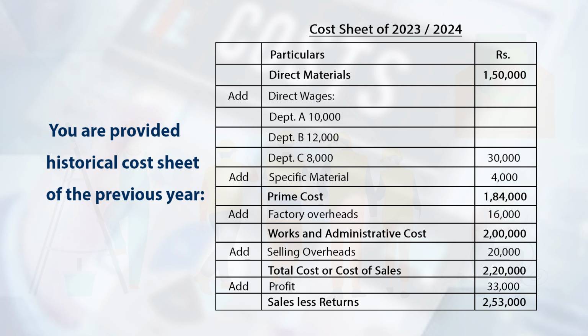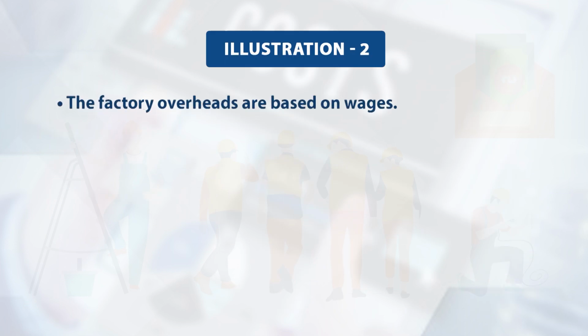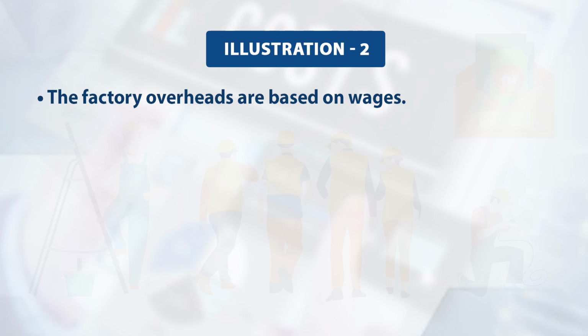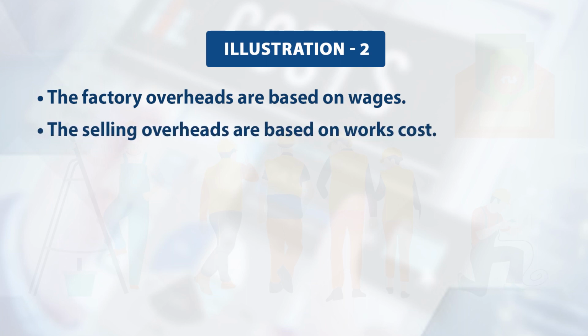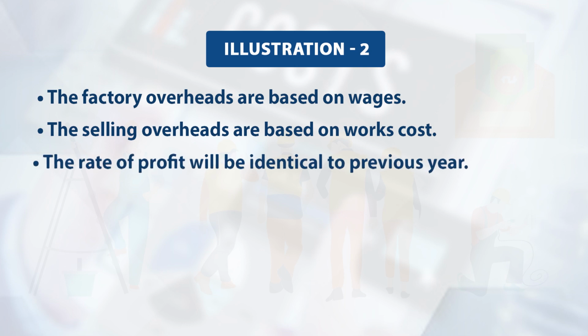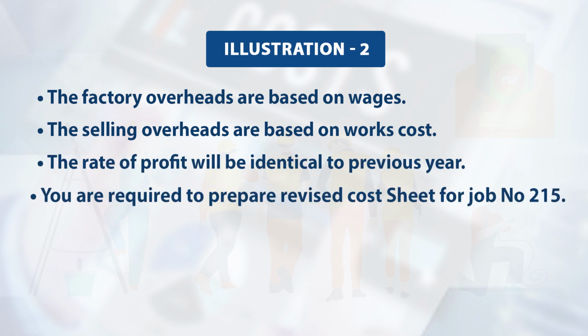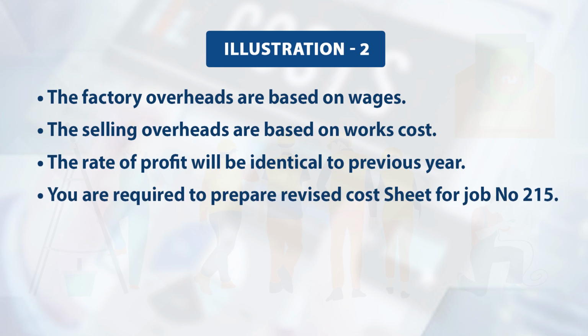Add selling overhead rupees 20,000. Therefore, total cost or cost of sales given is rupees 2,20,000. Profit given is 33,000 and sales less return given is 2,53,000. The factory overheads are based on wages. The selling overheads are based on works cost. The rate of profit will be identical to previous year. You are required to prepare revised cost sheet for job number 215.